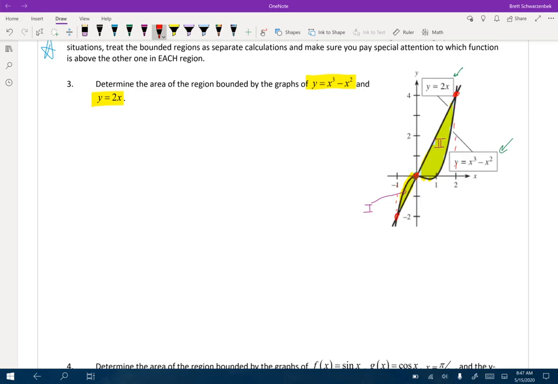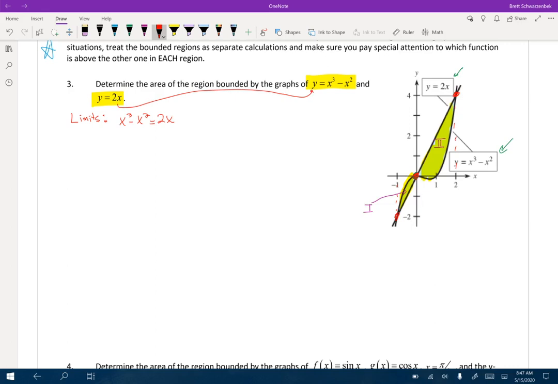We actually have to set these equal to each other and find the limits. Just make sure that they're both solved for the same variable, because that's the only way you can actually set them equal to each other. In case I didn't mention that before, always solve for the same variable. Therefore, we can then set x cubed minus x squared equal to 2x. Why can we do that? Because since y is equal to 2x, I can put 2x right there. I just swap the sides.